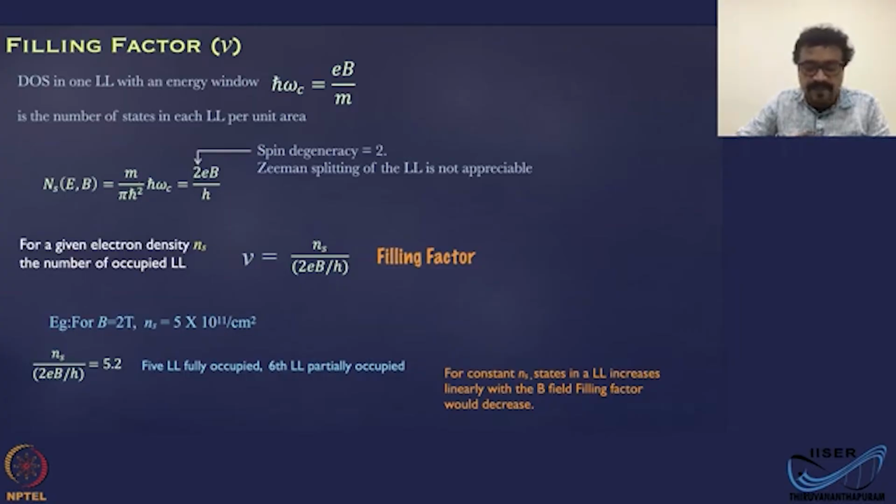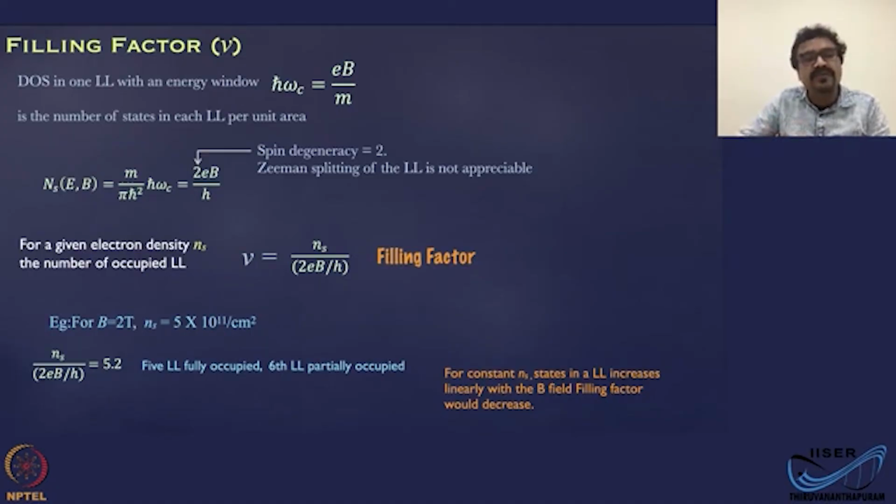Now in this case we have assumed that the Zeeman splitting is not appreciable, so we multiply it by 2. But if the field is very high, you don't need to consider this 2. Then the spin splitting of the Landau levels also one needs to consider.